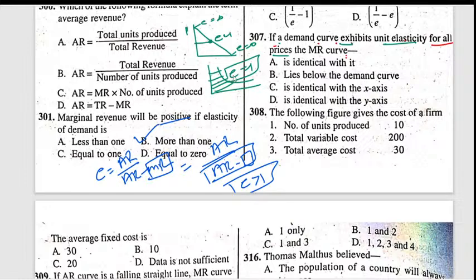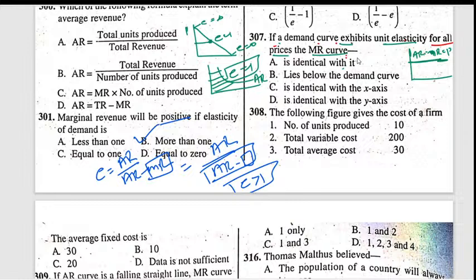So in this case it is saying that the MR curve is identical with it. So this is the AR curve, as you already know. MR curve, in perfect competition, this is the only case where AR is equal to MR is equal to price. Why? Because this is the only MR curve, okay.